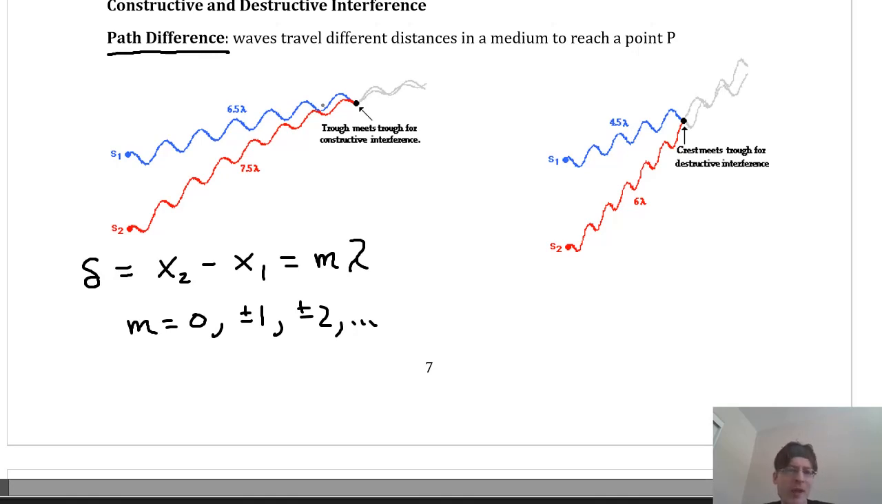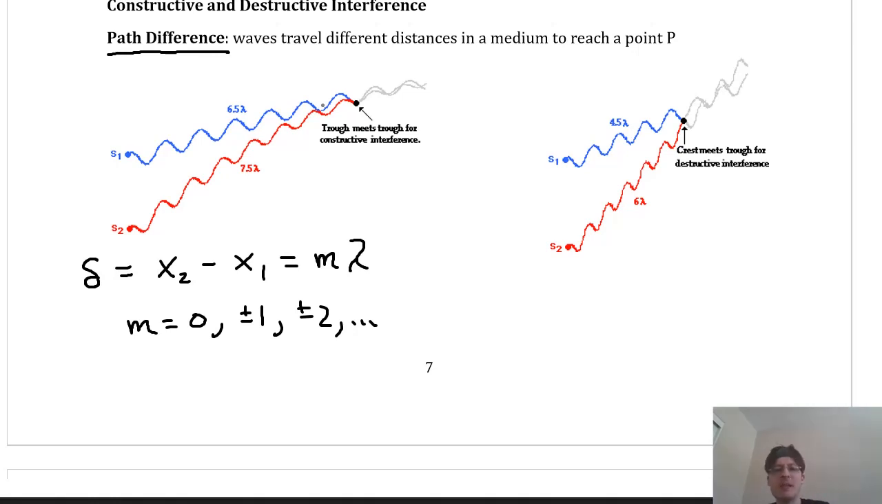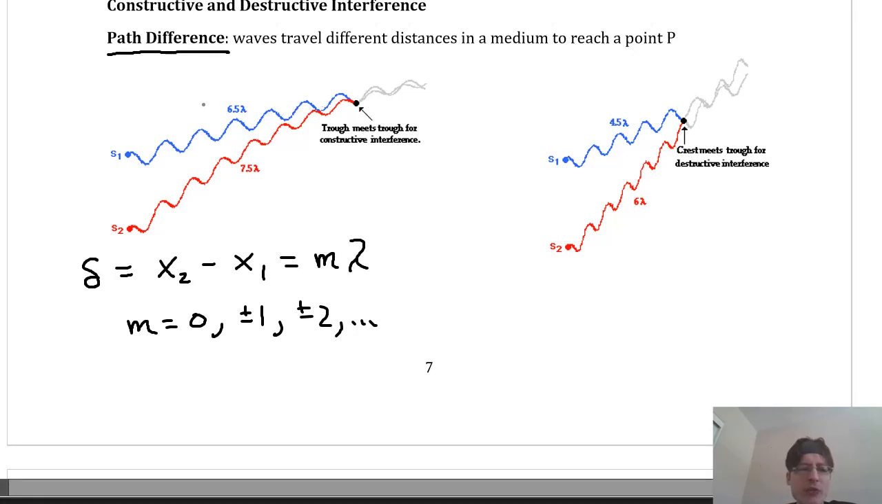Because after a wavelength, the waves are back in step. And they're peak upon peak, trough upon trough, and the waves are amplified at that location. This is what we call constructive interference, where the waves are lining up.